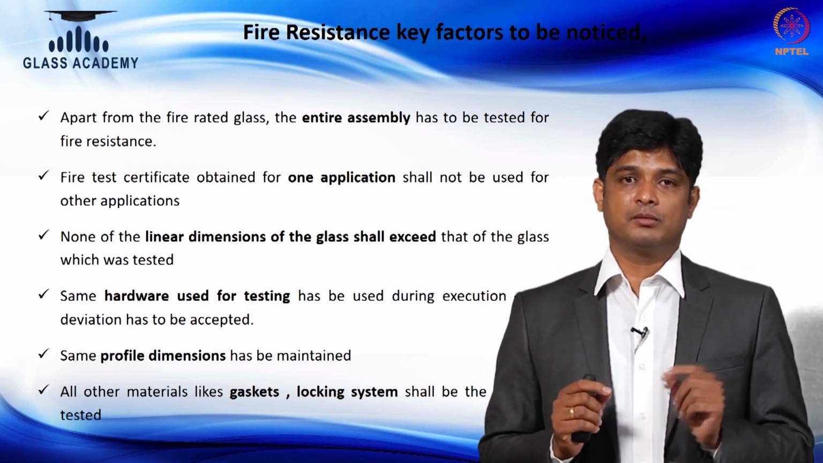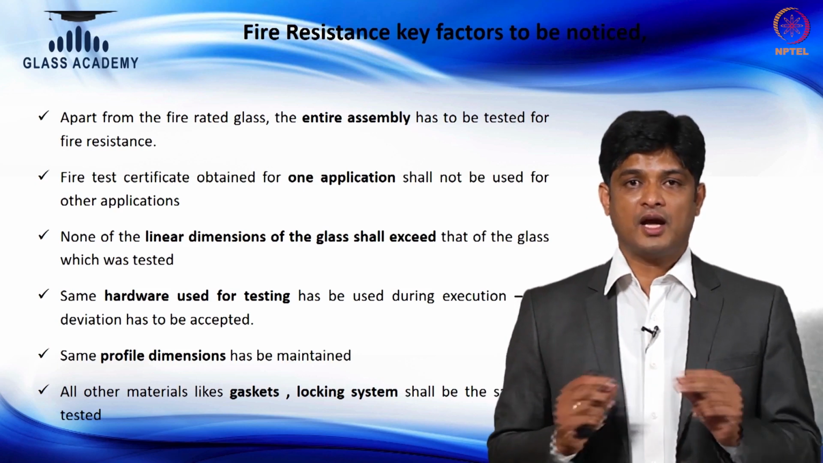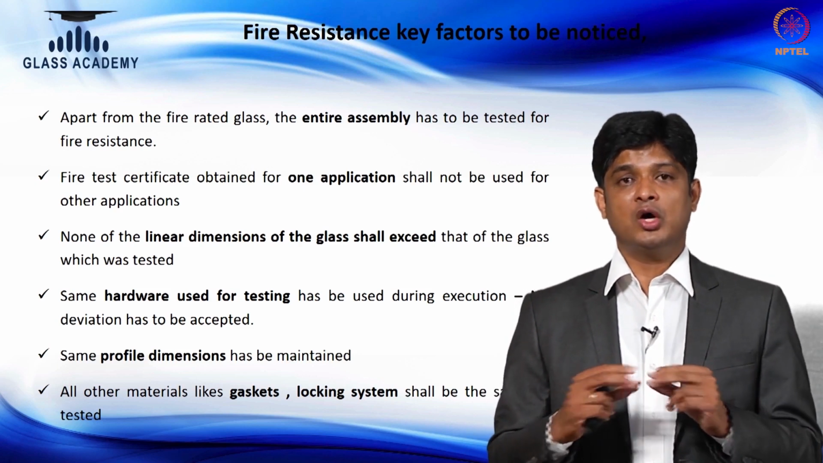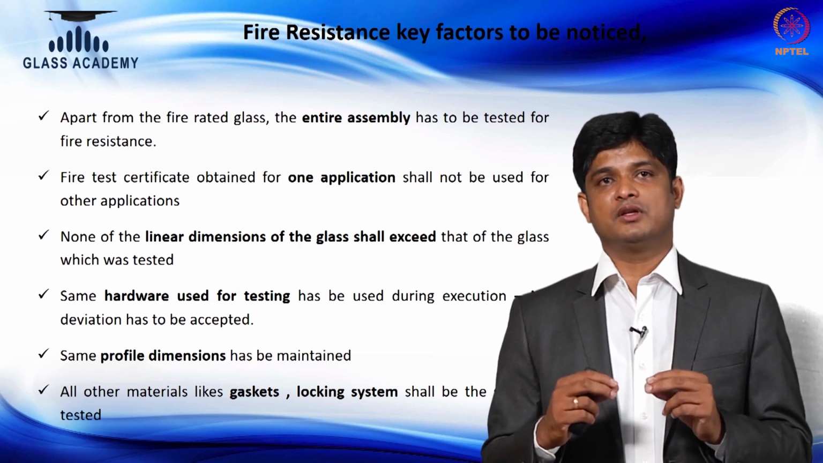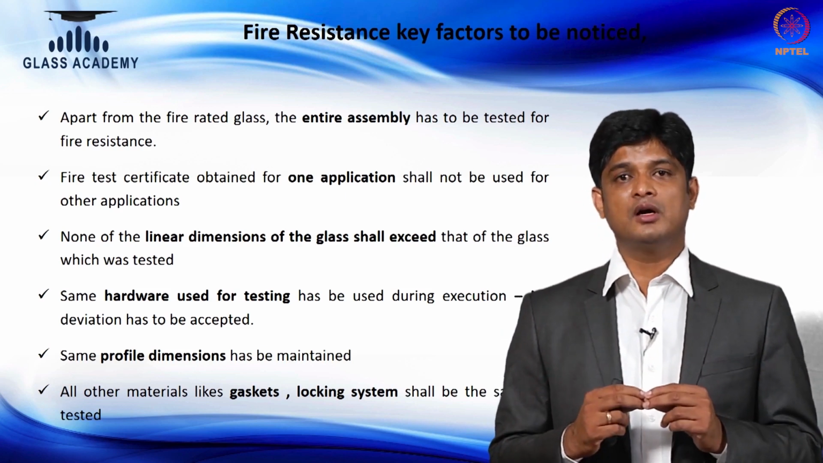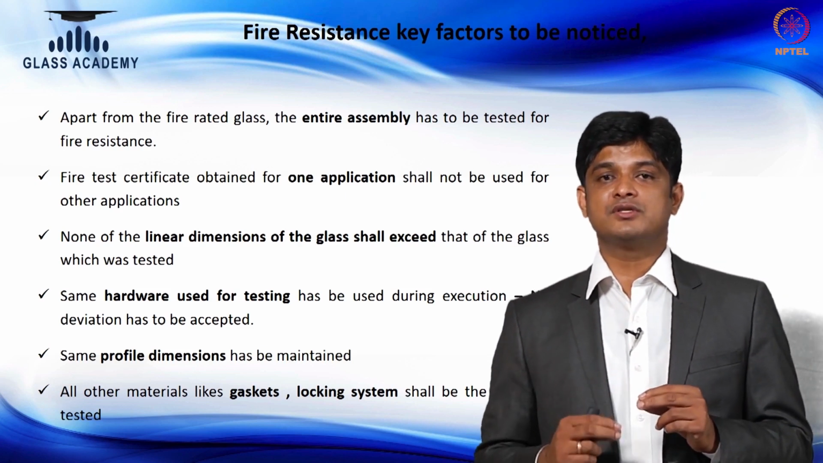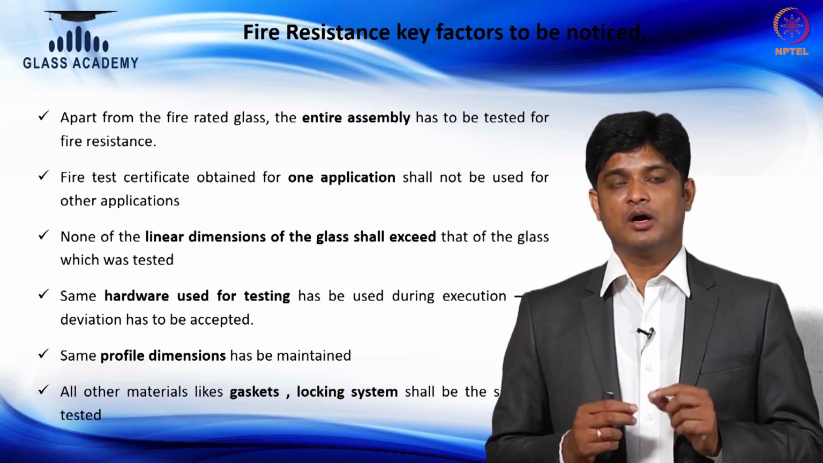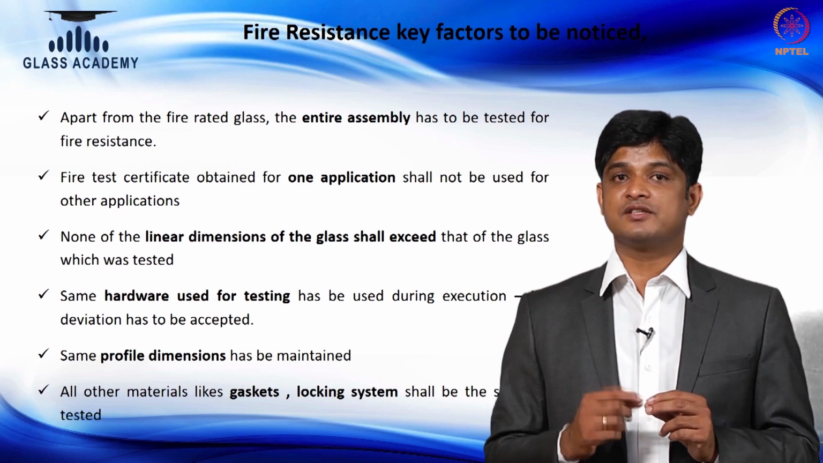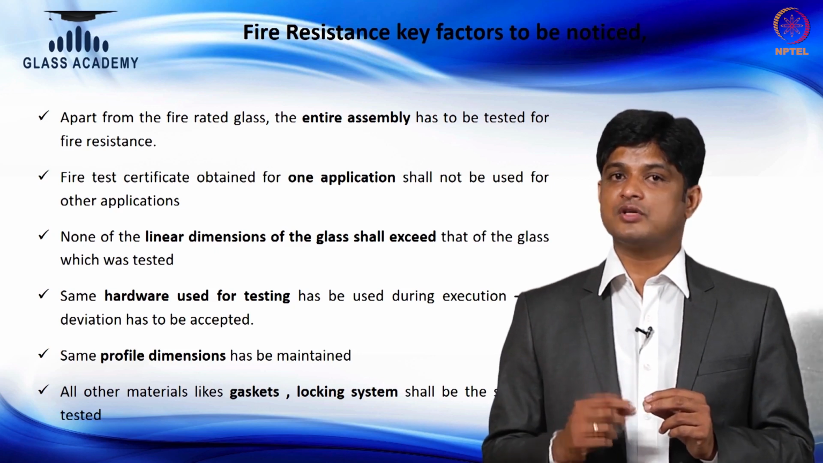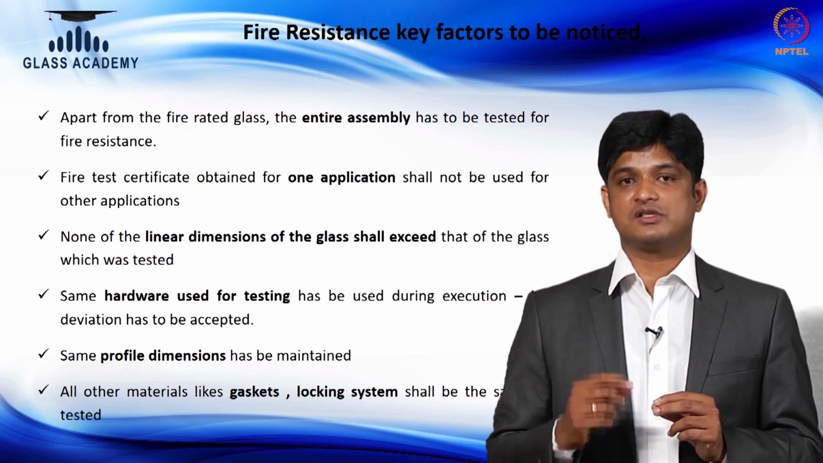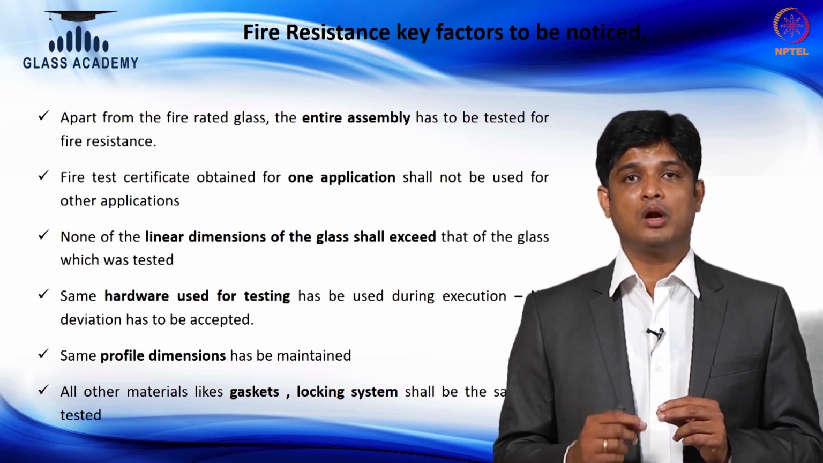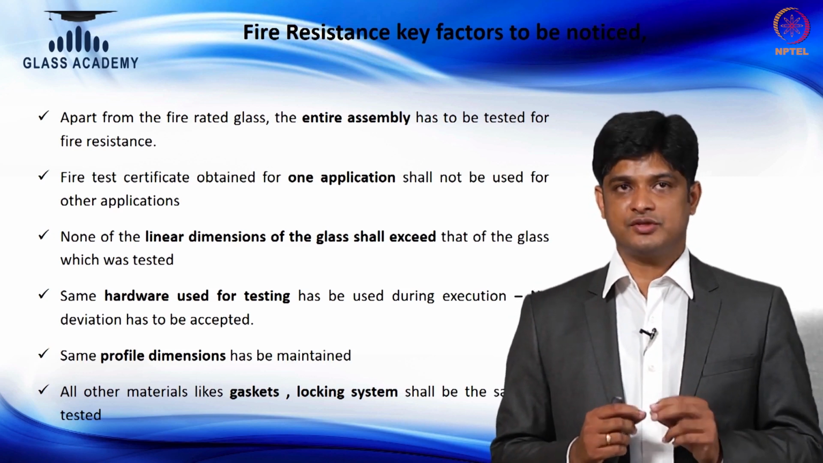NBC Part 4 very clearly says that the glass or glass assembly test document that I get as a customer has to mention a few details precisely. It has to state what kind of application this glass has been tested for, whether a single door, a double door, a sliding door or a partition wall. It has to be very clearly mentioned in the test reports.